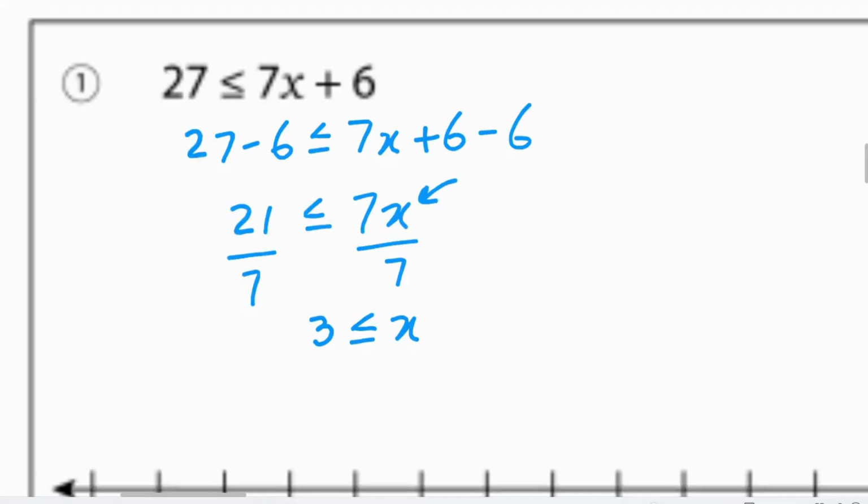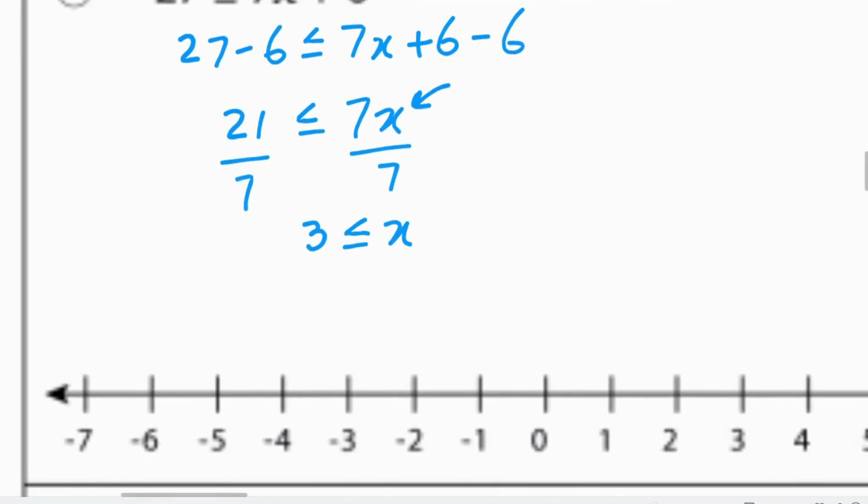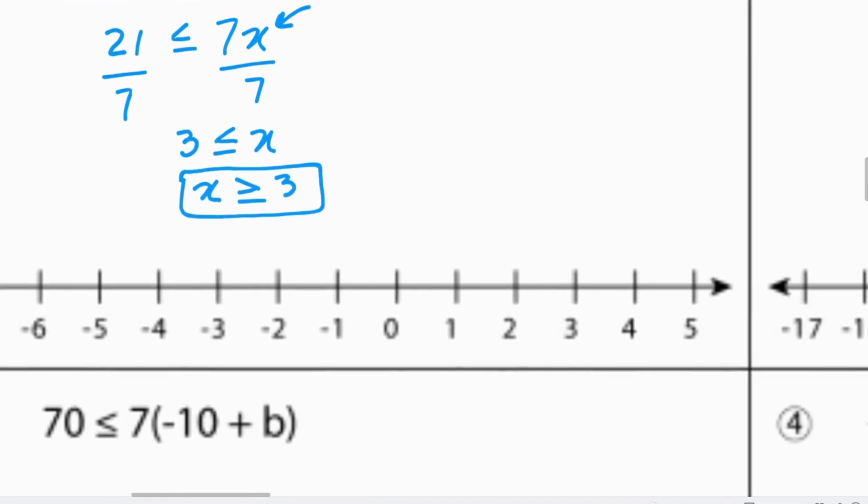And as we need to rearrange it, we always write the variable on the left side of the inequality, right? So it can be represented as x is greater than or equivalent to 3 as well. So this is going to be our final answer for this inequality. As we can see, 3 is actually over here. So I will put a closed circle on this and this will be pointing in this direction.